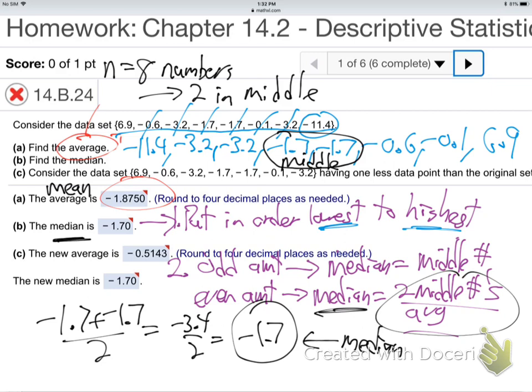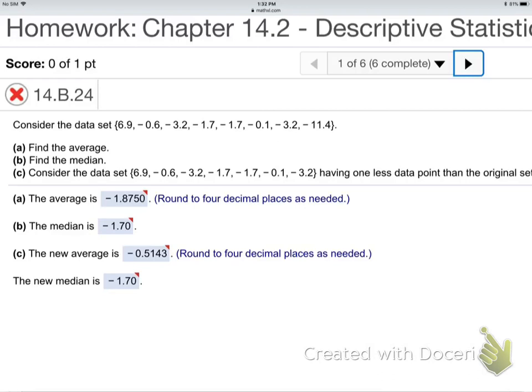Is that good? And then they change the data set, right? So part C, they just change it, and then they ask you to do it again. So I guess we could do that. All right, let's go. Let's do C. So C, they say the new average. In C, they cut out one of the numbers. I don't know what number they cut out. Oh, the 11.4. It looks like they cut out the 11.4, didn't they?